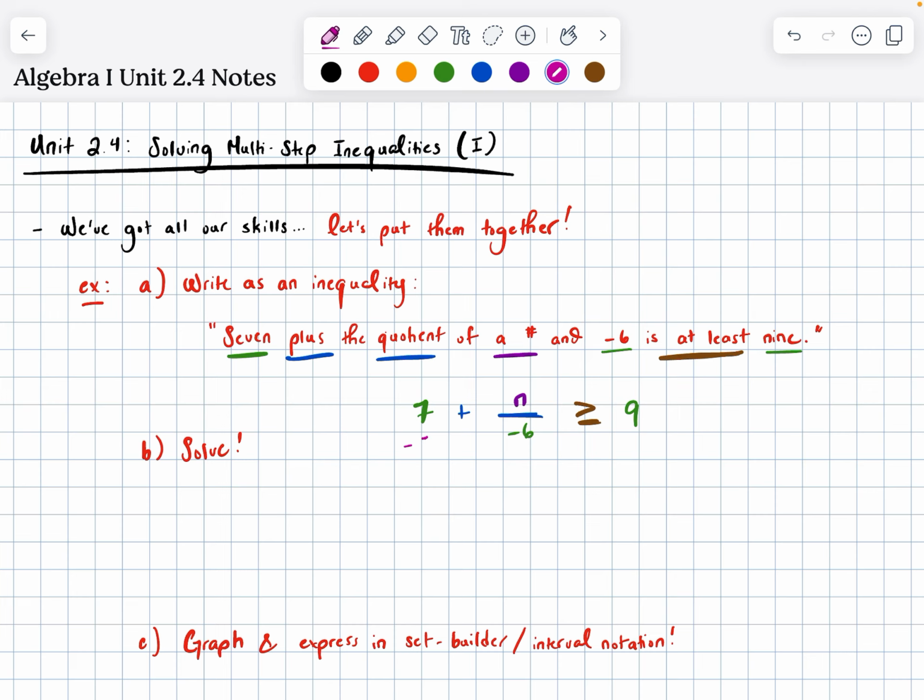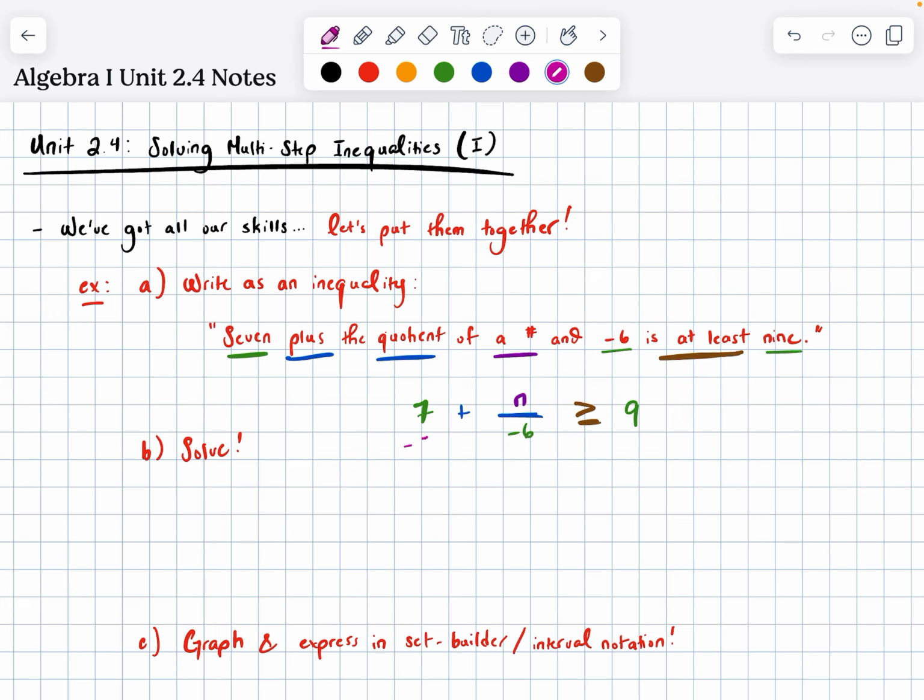Last thing standing between me and n by itself is that pesky -6. It's connected by division. Let's undo it by multiplication. I've got, in this case, my -6's undo each other. n is greater than or equal to -12. And then I'm done. No, I'm not. What did I miss? What did I do? I did something wrong. I'm a failure. No, I'm not a failure. I'm just silly. Notice here, what choice did I make?